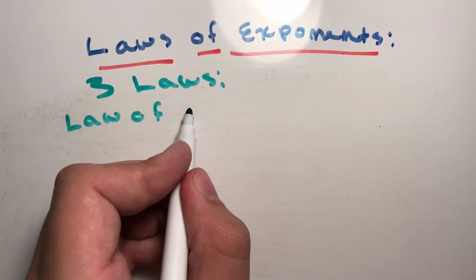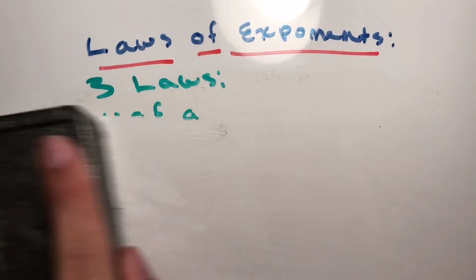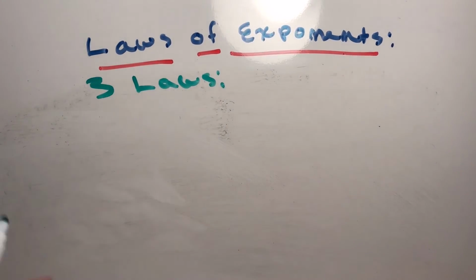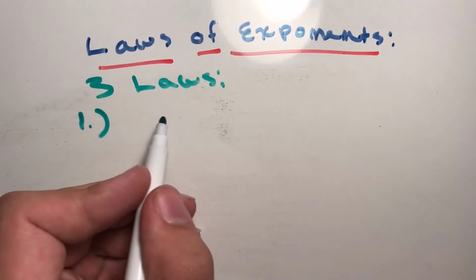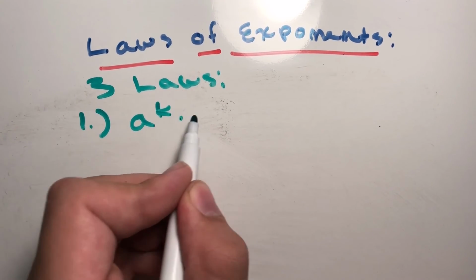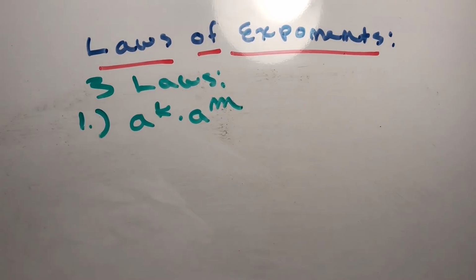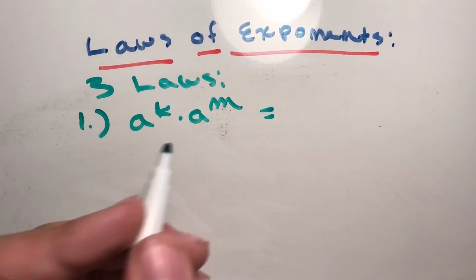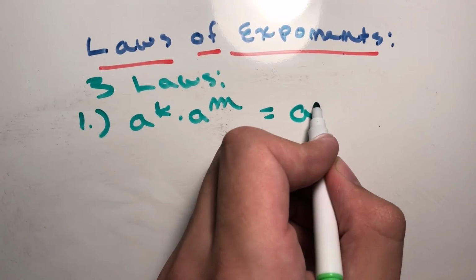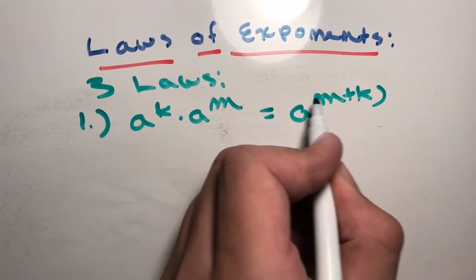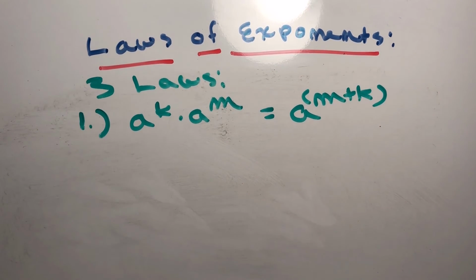I think it's probably better we leave out the names for now. Just don't want to get confused. So law 1, of course, is a to the k times a to the m. We proved this one where a, m, and k are any numbers. All that matters is a is the same base in both cases, and it is a to the m plus k. You put in parentheses if you like, you don't have to. That's the first law. I'll do the second law in a different color.